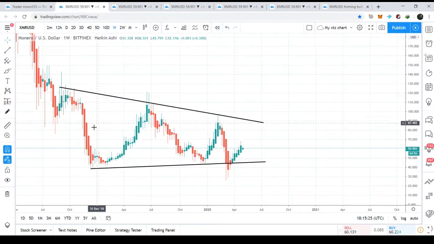My friends, on the long-term weekly chart, we can see that the price action of Monero has formed a wedge pattern, and we have 1, 2, 3 strong attempts by Monero to break down the support of this channel. This was a very strong attempt, and we have 1, 2, 3, the three attempts by Monero to break out the resistance of the wedge, and this attempt was the strongest one.